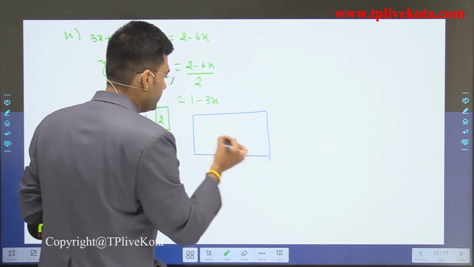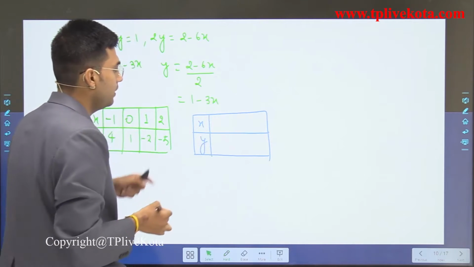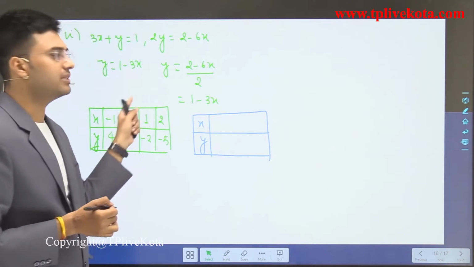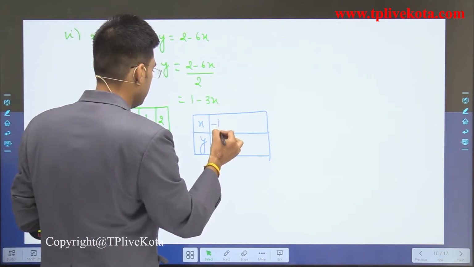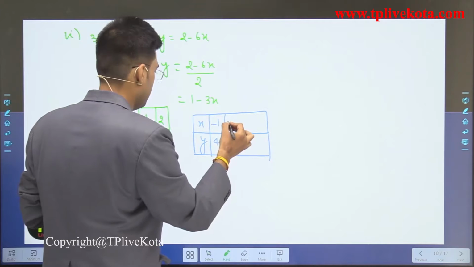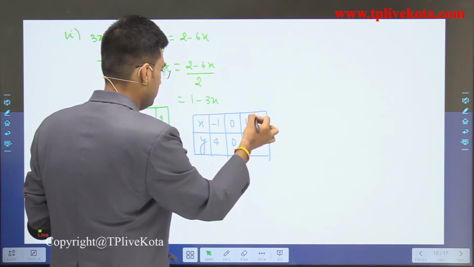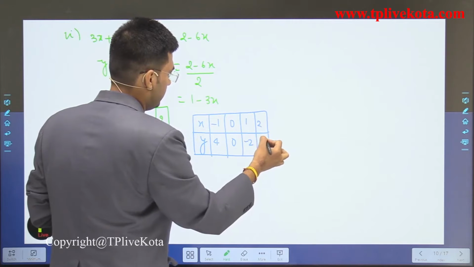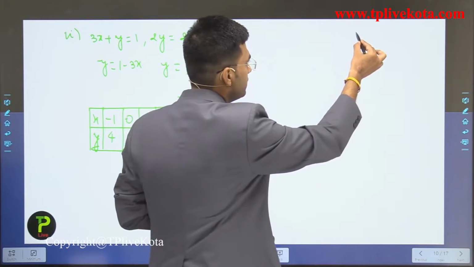So for this equation, x and y, these two equations are same, so we will get the same points here. So minus 1 comma 4, 0 comma 1, 1 comma minus 2, 2 comma minus 5. Okay. Now let's draw the graph of these equations.